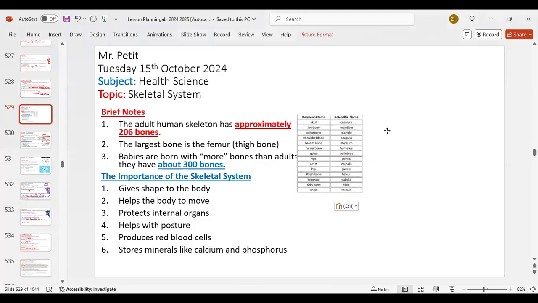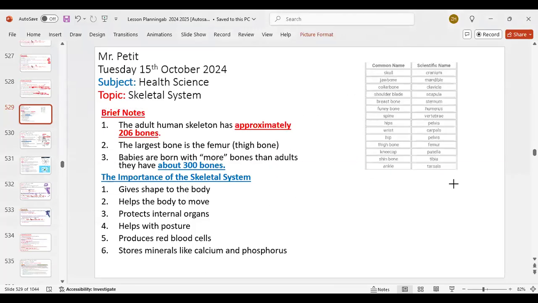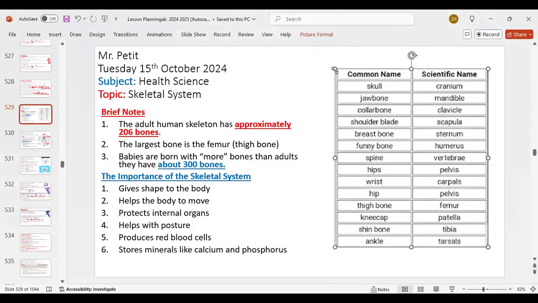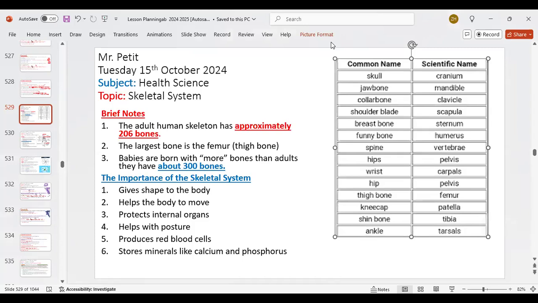I want you all to draw this table, and I think that'll be the last thing. Inside the table, we have the different names. So we have the scientific name and we have the common name.